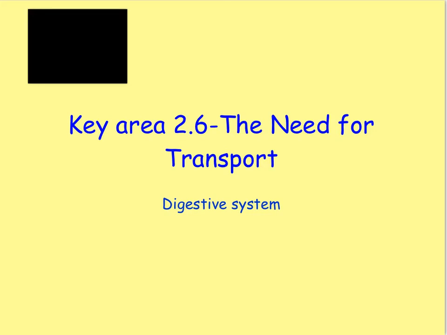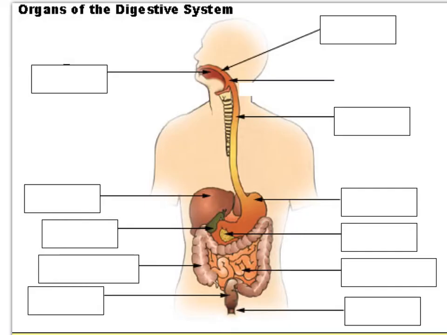So in this video we're going to be looking at the digestive system. So let's have a wee look at this diagram here. Now your digestive system runs from your mouth down to your anus. So this is the anus here.